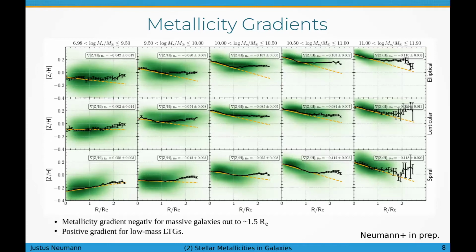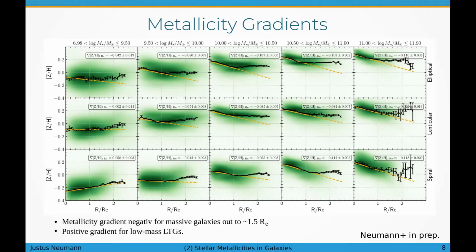I showed density plots again of individual spatial bins, and then I show in black the median and in orange a linear fit to the inner one effective radius. And we clearly see that in most of these panels, the metallicity gradients are negative. But if we move from the rightmost towards the left, so to lower masses, we see that gradients become a bit flatter, and especially at the bottom for spiral galaxies, we see that for the lowest masses, they become flat and even reversed, and we see a positive trend for the lowest mass spiral galaxies.